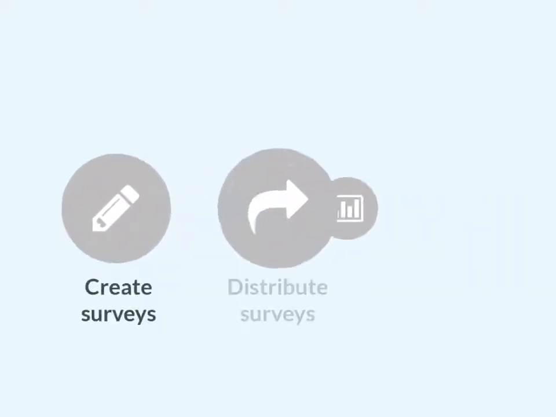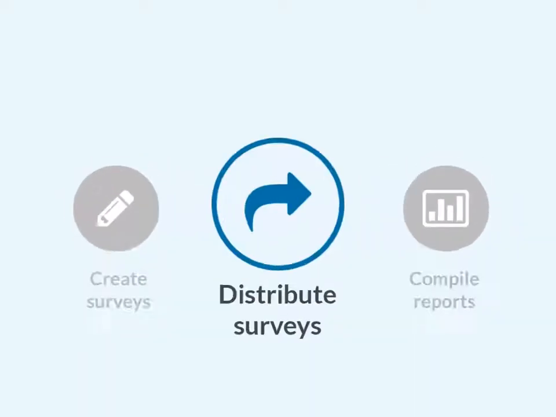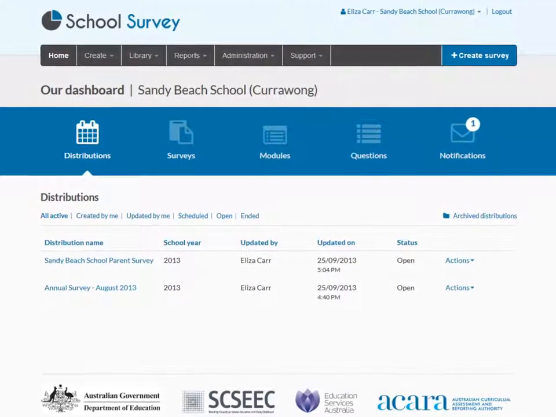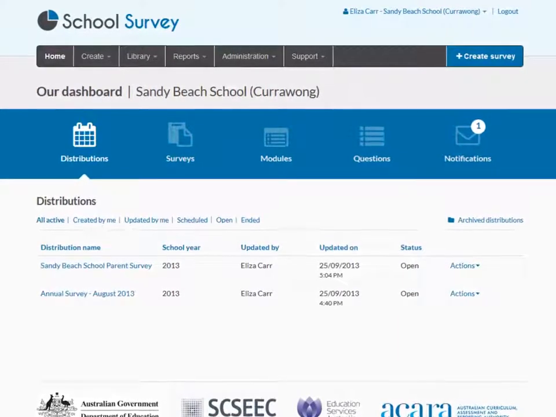After you've built your survey, you'll need to create a survey distribution in order to send your survey to respondents. A distribution is a single occurrence of your survey. You can run the same survey again in the future by creating a new distribution.